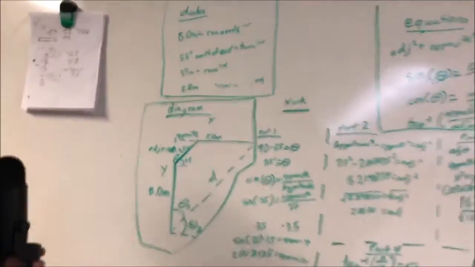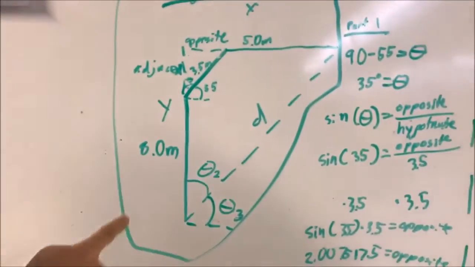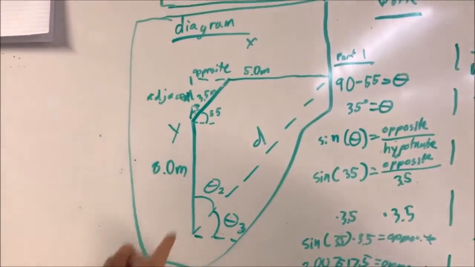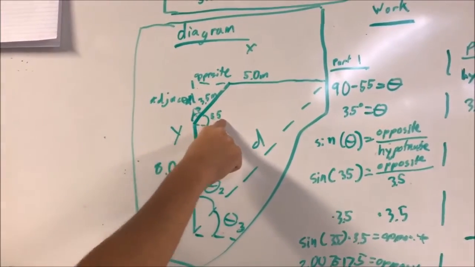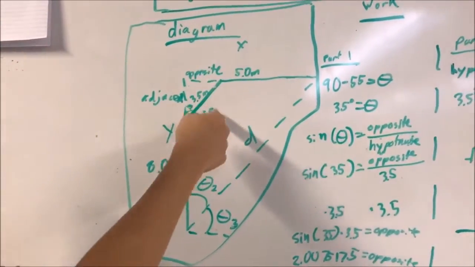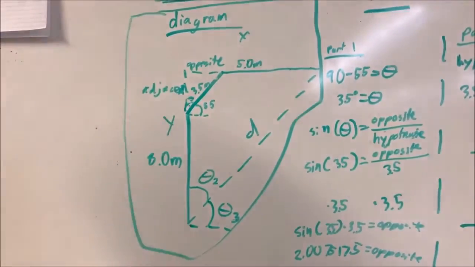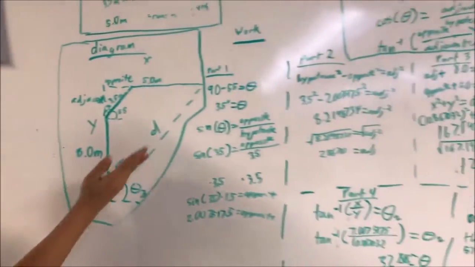Okay, so now we must draw a diagram so we know what's happening in the problem. He runs 8.0 meters north, then he takes a 55-degree turn right here. Then he runs 3.5 meters this way after the turn, and then he runs 5.0 meters east right here. So the problem is asking for this displacement right here.